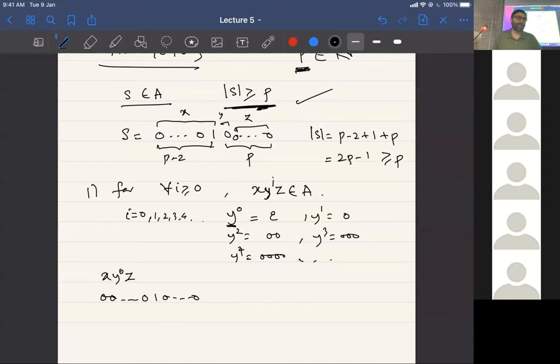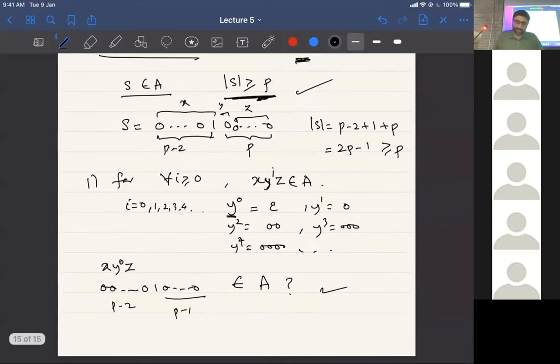We are not changing anything. It's still P minus 2. And how many zeros would we have after the 1? P minus 1, because one of them was inside Y, and we have removed Y. Is this in language A or not? It is in language A.